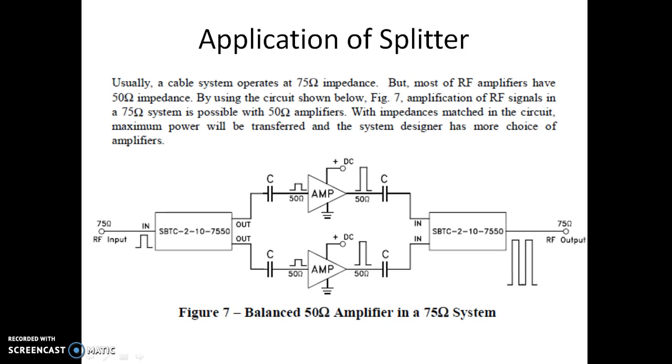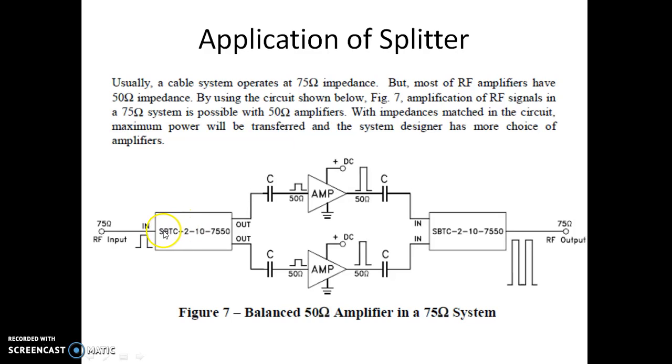We know that usually the RF lines will be of 75 ohm impedance. Assume that we want to amplify a signal which is on this RF line of 75 ohm. So assume that this is the amplitude of the signal on this 75 ohm RF line. If you want to amplify this signal, one of the possible circuits is you pass this signal available on the RF line of 75 ohm through a splitter circuit.